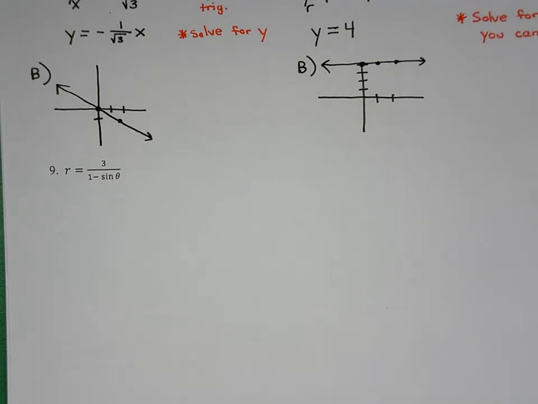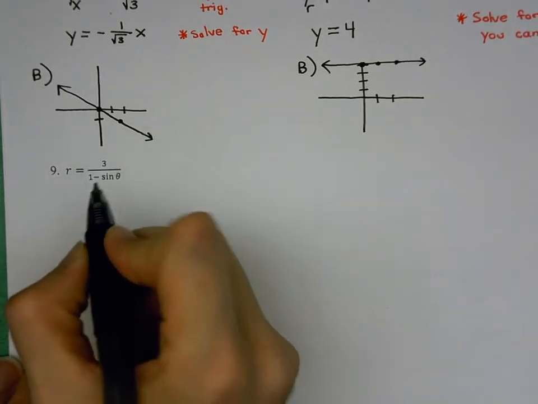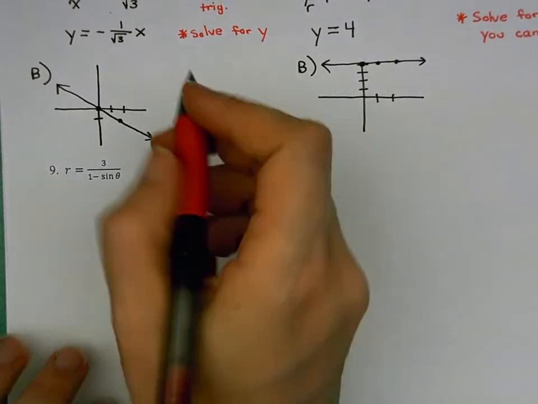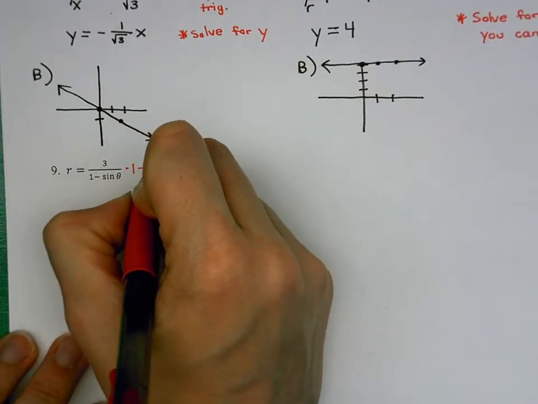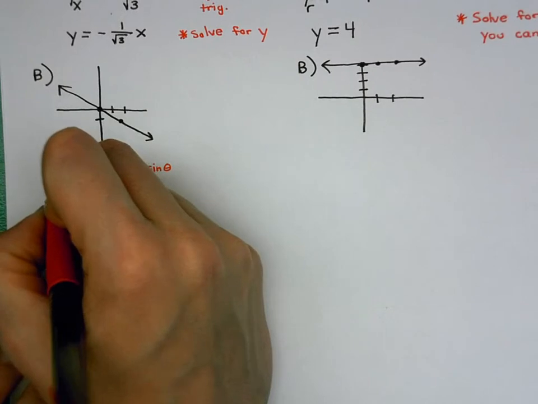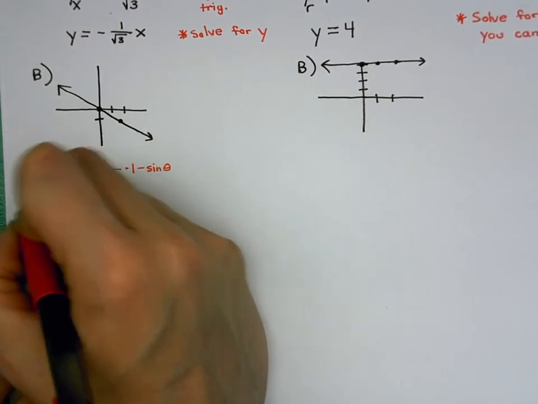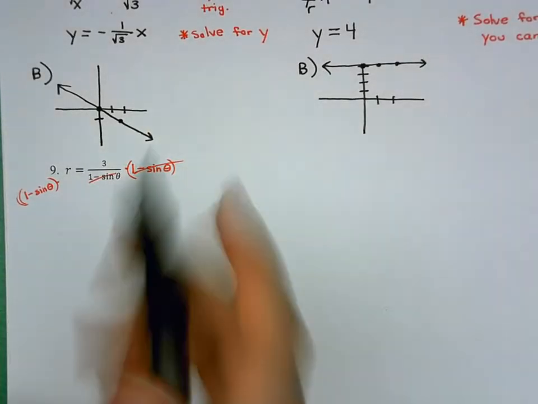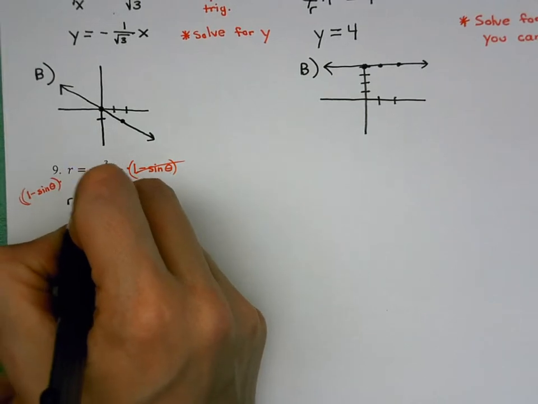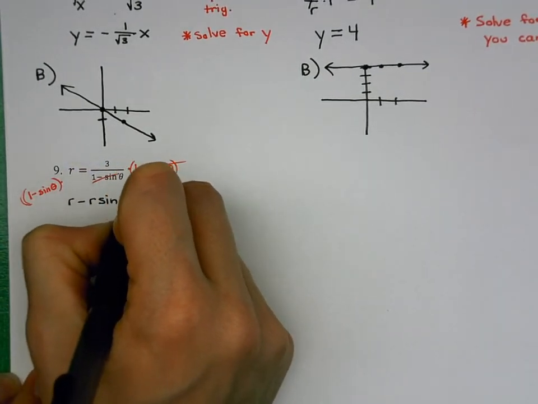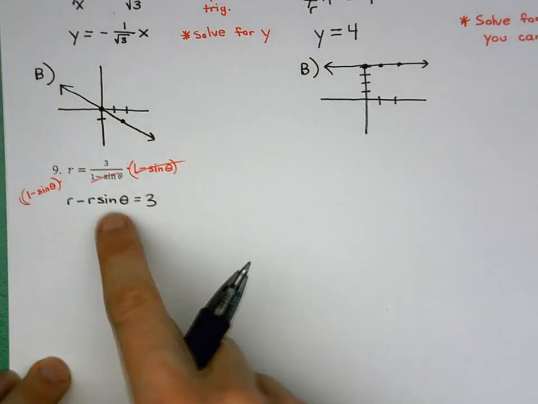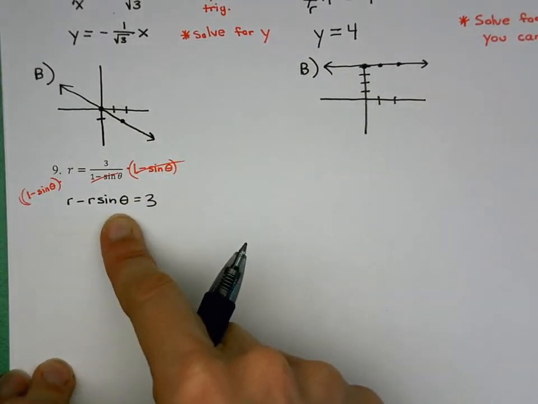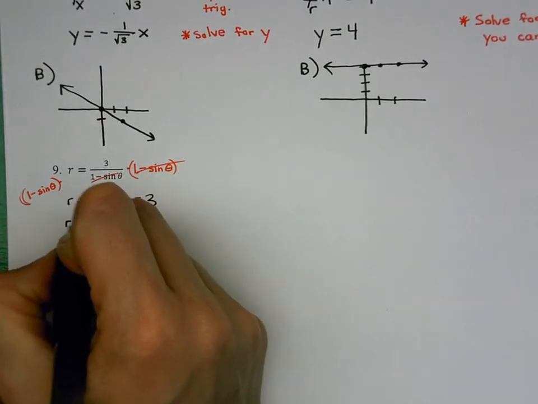Okay, in this one, number 9, our first step, remember, is to rewrite and replace the trig. And so we're going to go ahead and take a look at this one. Rewriting, I'm going to multiply my 1 minus sine theta over the other side. Right? So we're multiplying that 1 minus sine theta over to the other side so that we are left with distributing the r minus r sine theta equals on the right side 3, and that's going to allow me to replace my sine theta here. Sine theta, remember, is y over r.